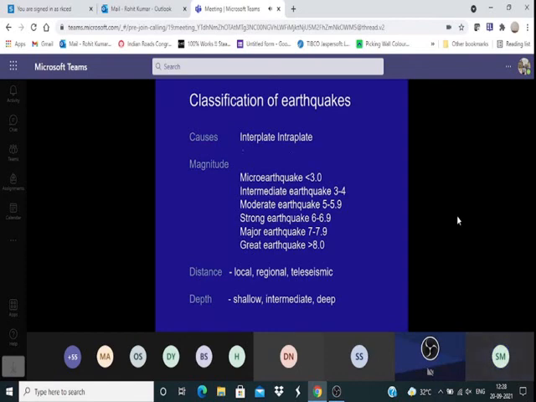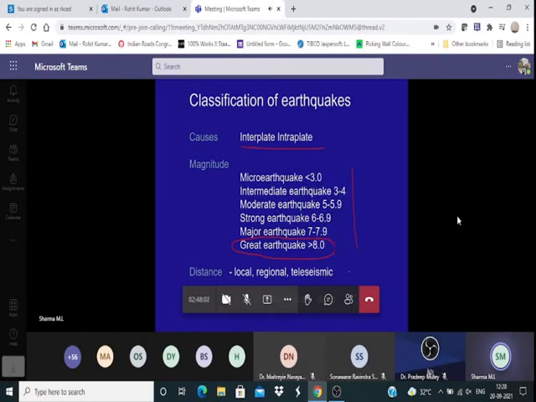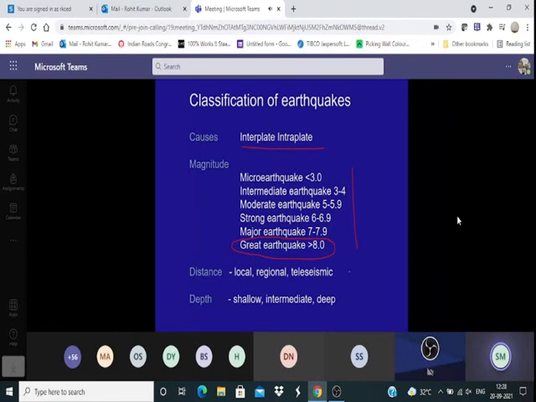Then classification of earthquakes is also one of the important things, because very often we are using these things, like whether they are within the plate or outside the plate. I will be telling you about the plate. They are called interplate or intraplate. Based on magnitude, we call the earthquakes which are less than 3 micro earthquakes, then intermediate earthquakes. Similarly, 5 to 6, we call them moderate earthquakes. 6 to 7, strong earthquakes, then major earthquakes. This is especially important, the great earthquakes. There are around 5 great earthquakes in India, and I will be telling you about these.